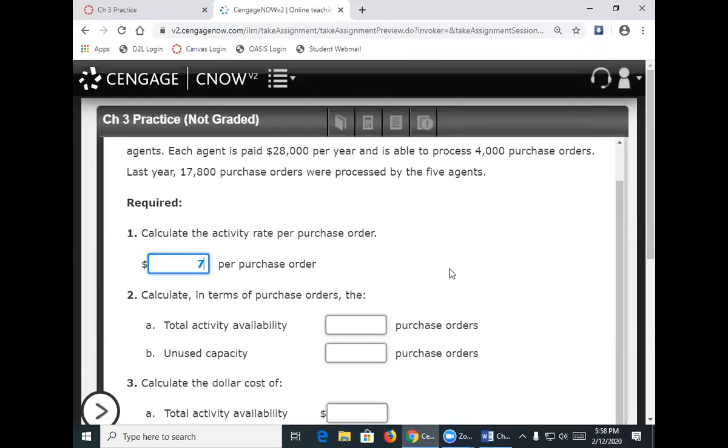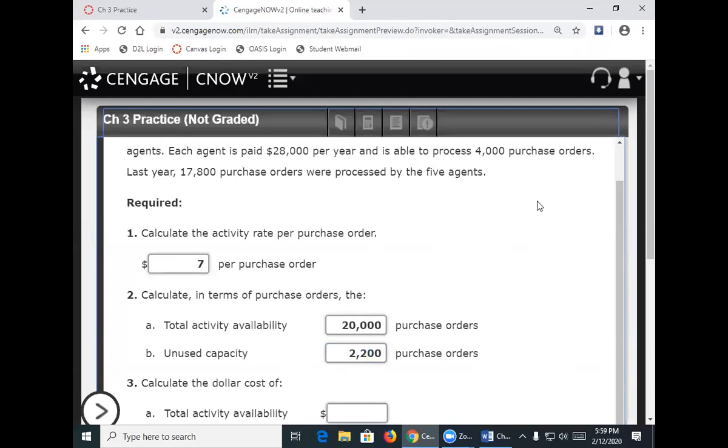So then it says calculate, in terms of purchase orders, the total activity availability. Well, if we have 5 agents, how many total purchase orders could they process? 20,000, good. 5 purchasers, 4,000 purchase orders. Multiply that. So we have the capacity with our 5 purchasers to process 20,000 purchase orders. Are we processing 20,000? No, we're only processing 17,800. So what's our unused capacity? 2,200. Good. We take the 20,000 minus the 17,800. And with the labor we have, we could process 2,200 extra purchase orders.